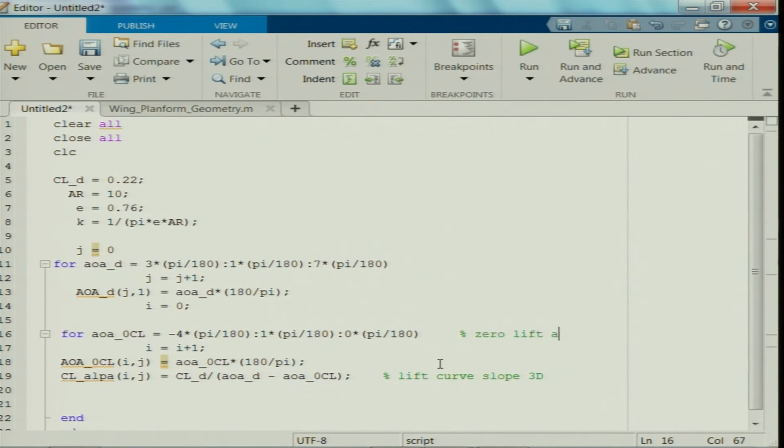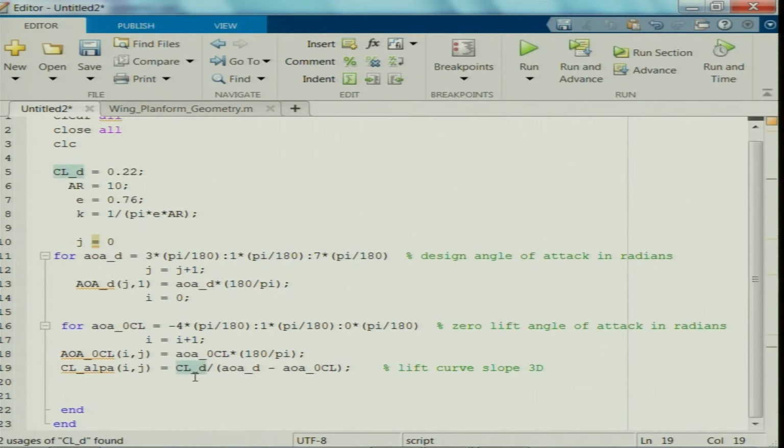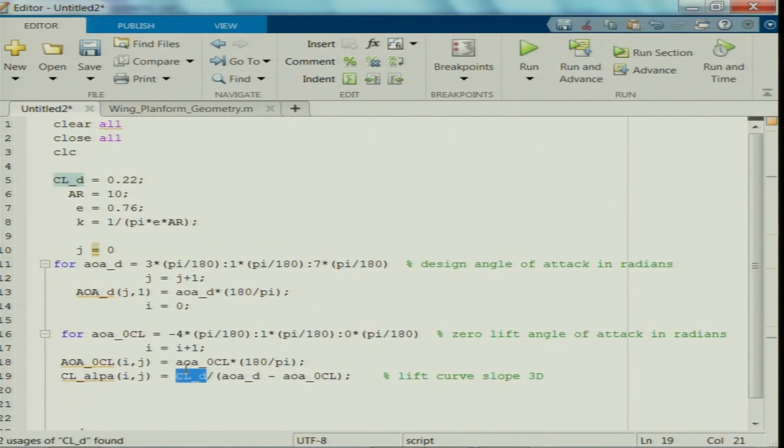Zero lift angle of attack in radians. Okay. So, similarly design angle of attack in radians. Design angle of attack in radians. Okay. CL design is what we need to produce, right, isn't it? When moving at 30 meters per second, we need to produce the CL design.